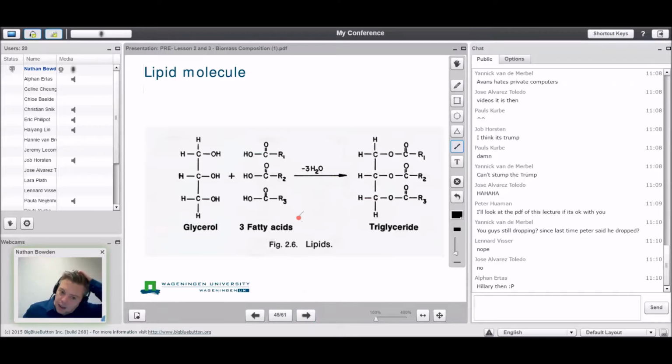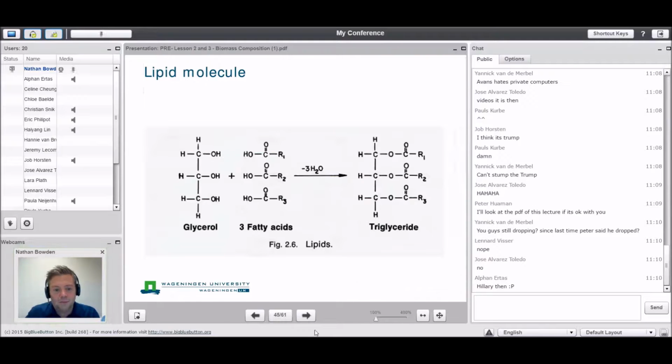Here is the basics of a fat. You have a glycerol plus a fatty acid. The H's combine with an O, so these bind here, releasing 3 water molecules, and here you get a triglyceride lipid.